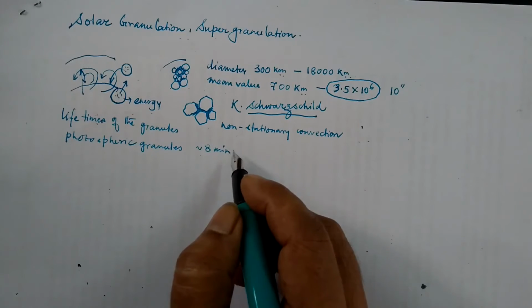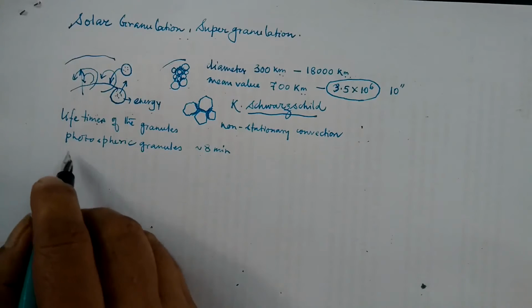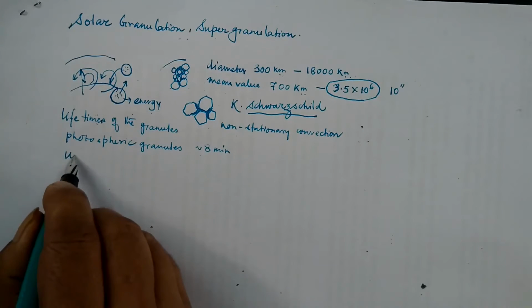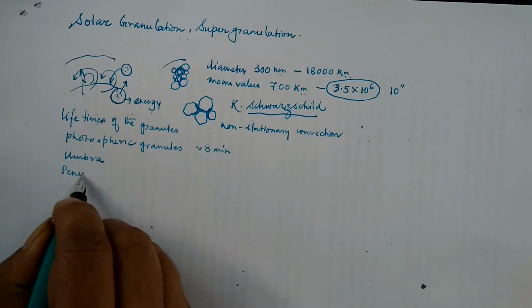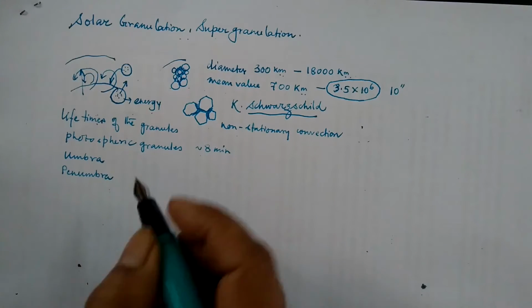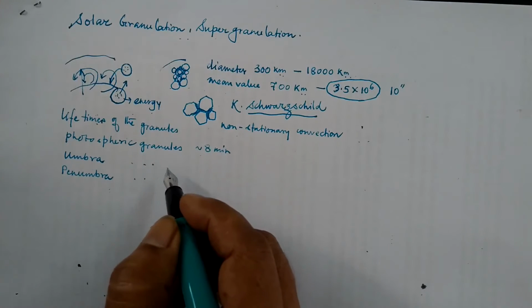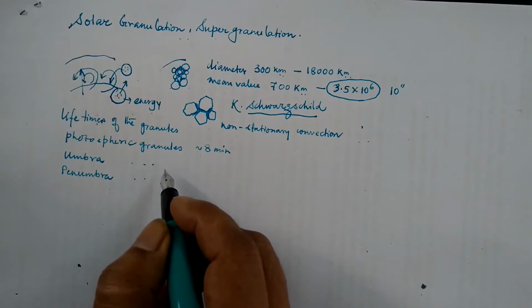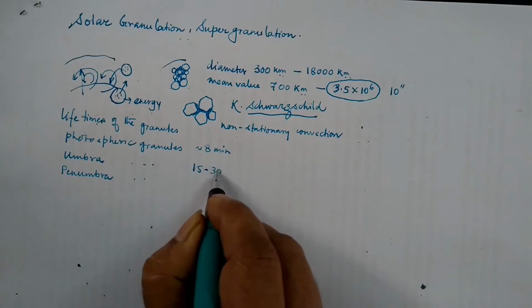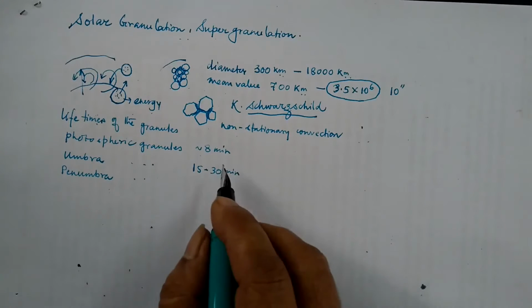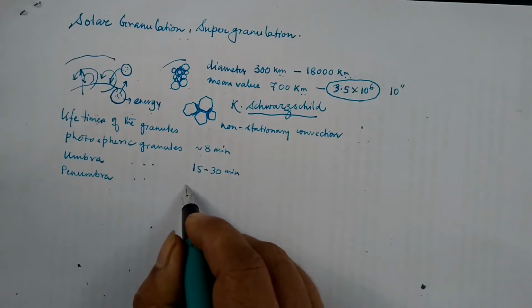Then there are the sunspots. The sunspots have two specific types of region. One is the umbra and another is the penumbra. Now the granules in the umbral region have lifetimes of about 15 to 30 minutes. And in the penumbral region they are longer, nearly about an hour.